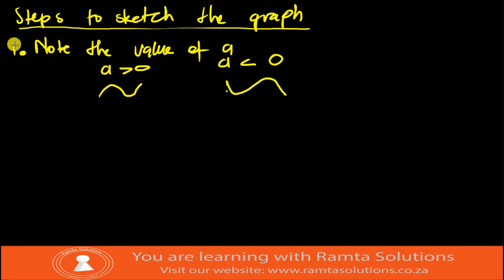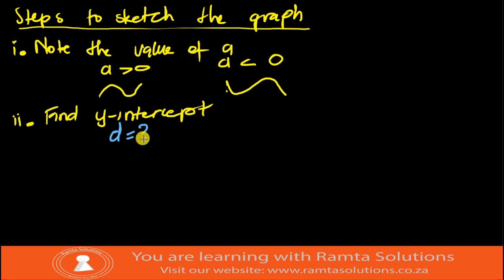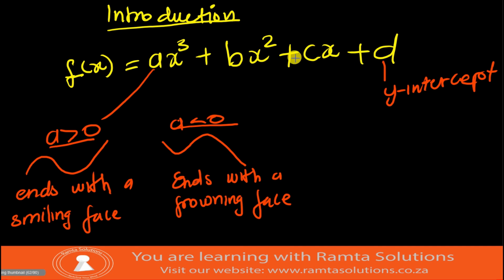Number two, find the y-intercept. To find the y-intercept is basically to say, what is the value of D? So basically we're saying the y-intercept equals D. Can you see that?